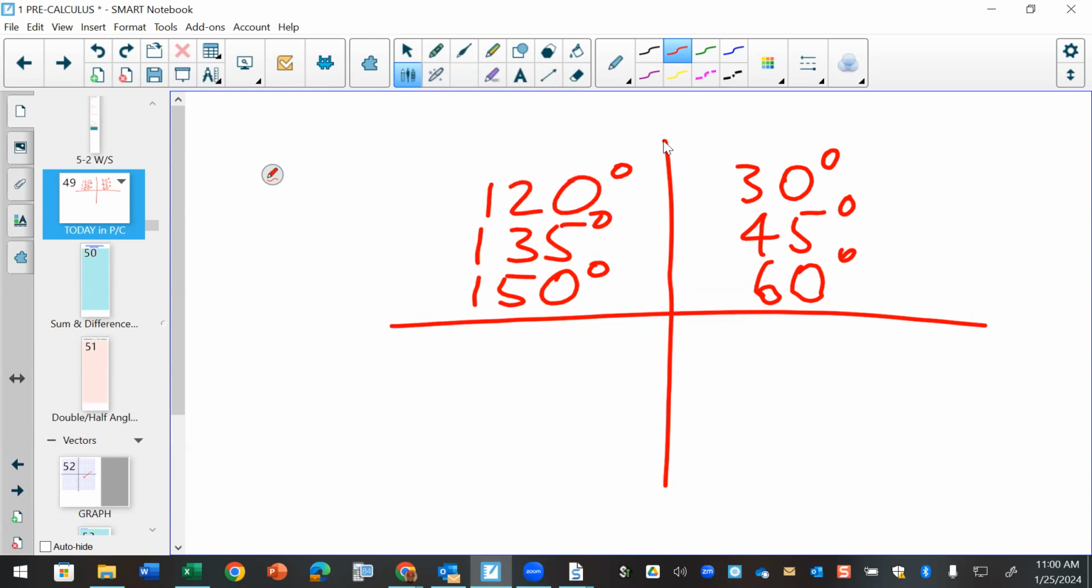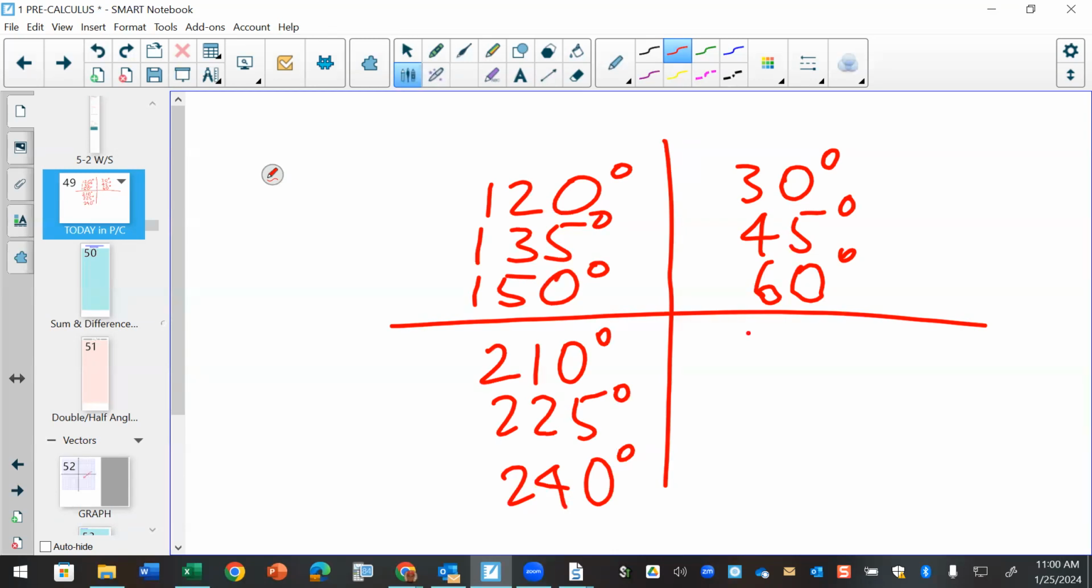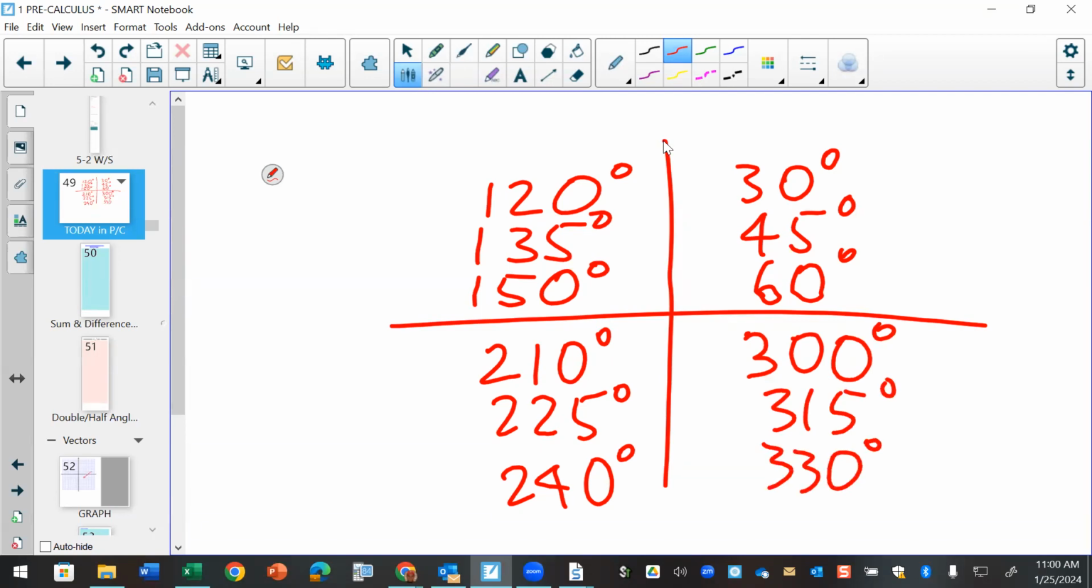Okay, keep these handy. All right, third quadrant. Well, 210, 225, and 240. And then over here, 360 is all the way. 300, 315, and 330. Keep these handy. Copy these down. You're going to need to reference them and make some decisions. And maybe I'll put another one here on the board while you're copying that.